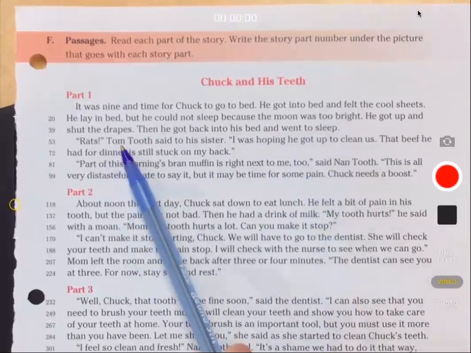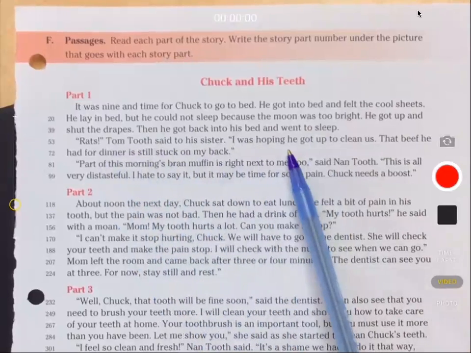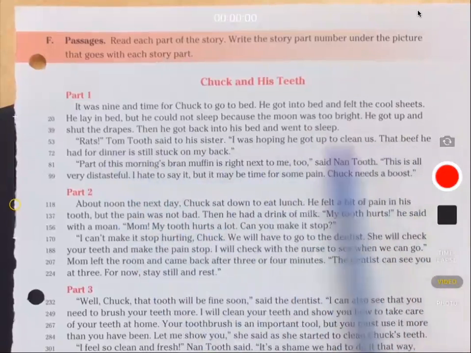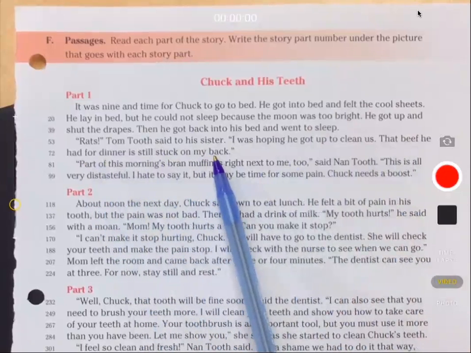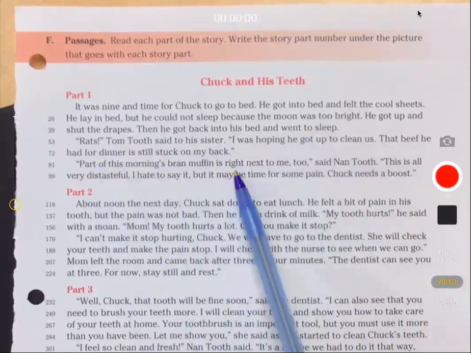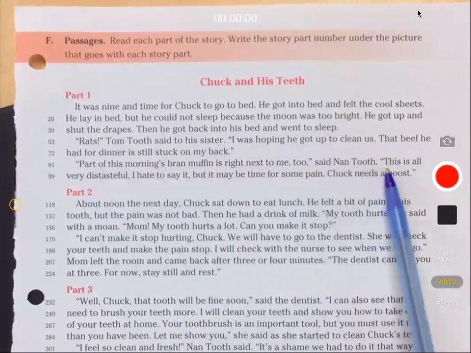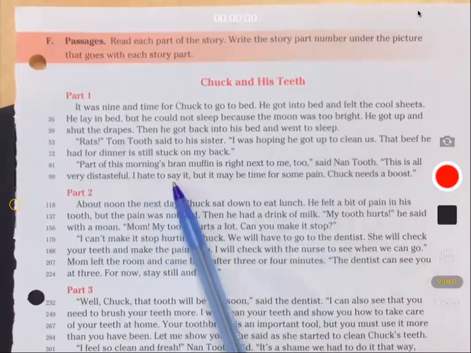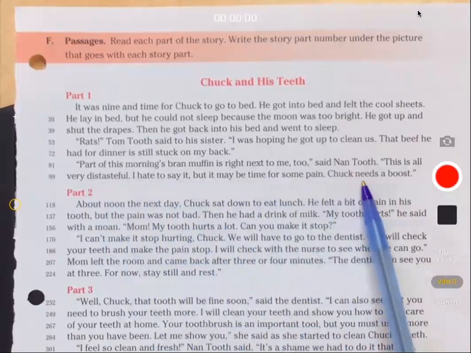Rats, Tom Tooth said to his sister. I was hoping he got up to clean us. That beef he had for dinner is still stuck on my back. Part of this morning's bran muffin is right next to me, too, said Nan Tooth. This is all very distasteful. I hate to say it, but it may be time for some pain. Chuck needs a boost.